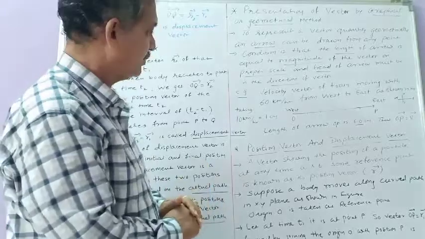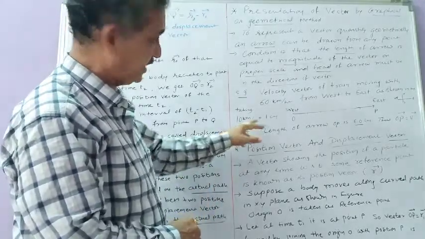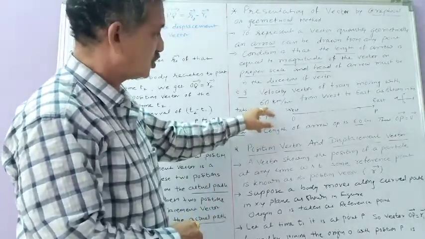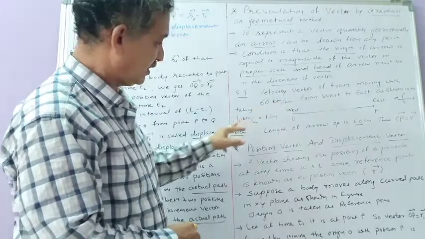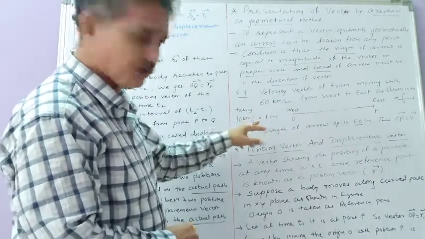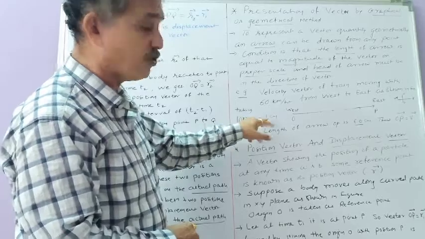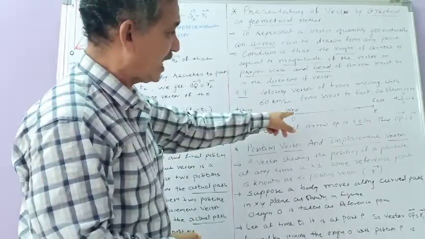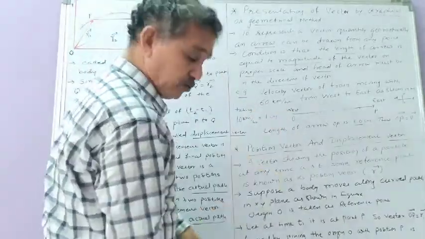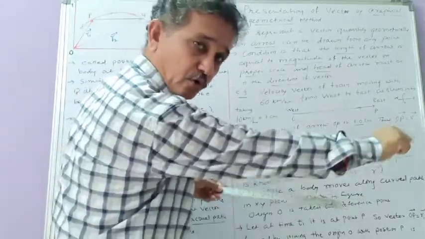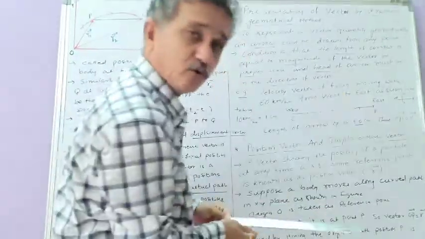I am choosing 10 km per hour as equivalent to 1 centimeter. So 60 km per hour equals what? Here, multiplying by 6 on both sides, 60 km per hour will be equal to 6 centimeters. So from any one point, like O, using this scale, you draw an arrow having a length equal to 6 centimeters.